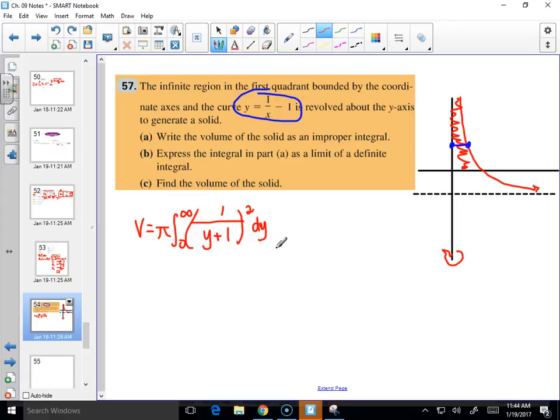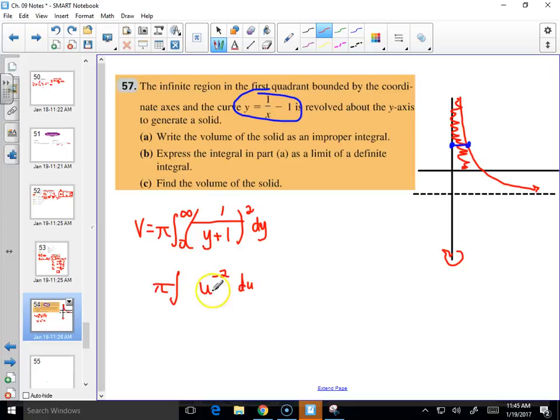To integrate, struggle. We don't want a u-substitution of that kind, because if we do u, it would be 1 over y plus 1. No, you just distribute the square and make u equal y plus 1. Then you have 1 over u squared, or we could do u to the -2 du.